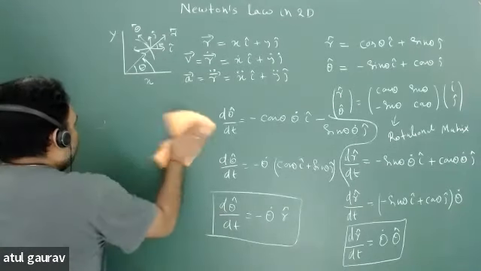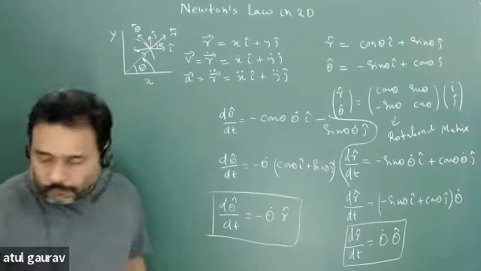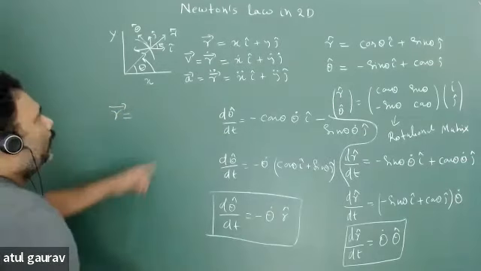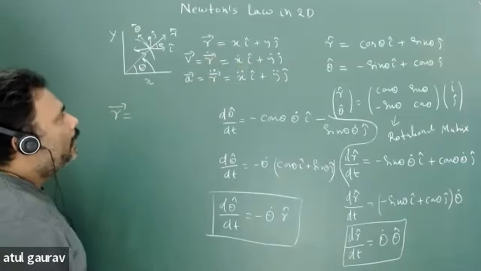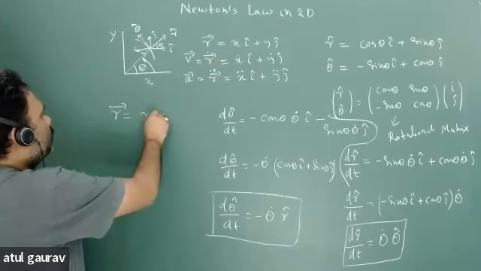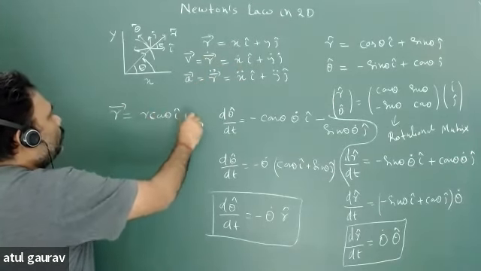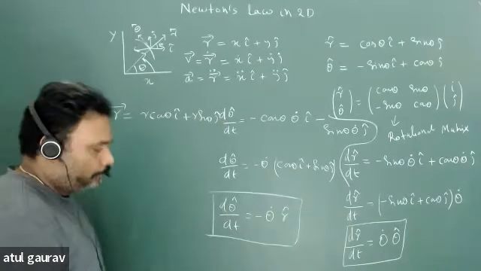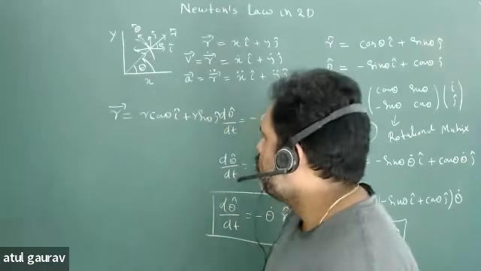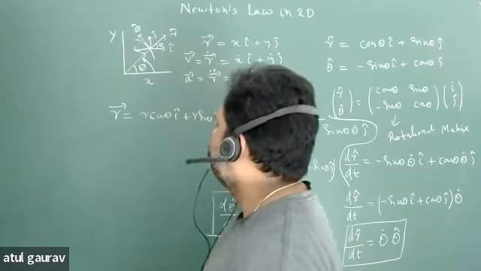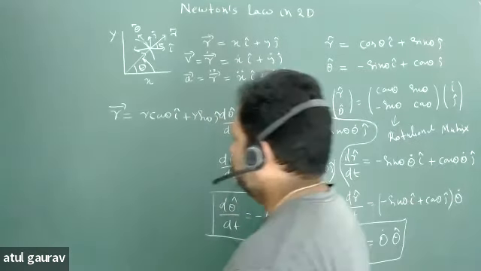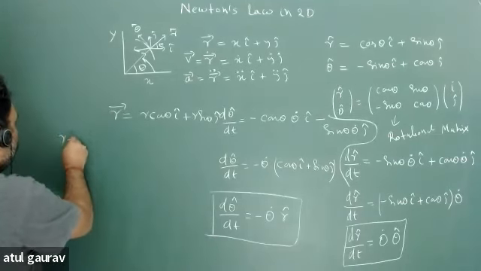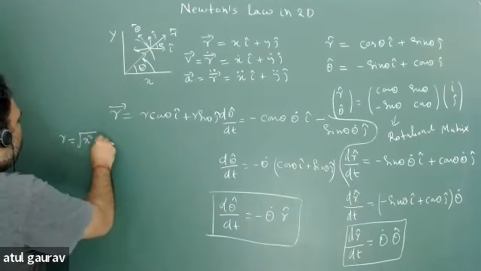So let's try to go for writing the position vector. When we want to write the position vector R, what can I do? I can write x is equal to r cos theta i cap plus y is equal to r sin theta j cap. What is r here? This r is a magnitude, which will be root under x square plus y square.